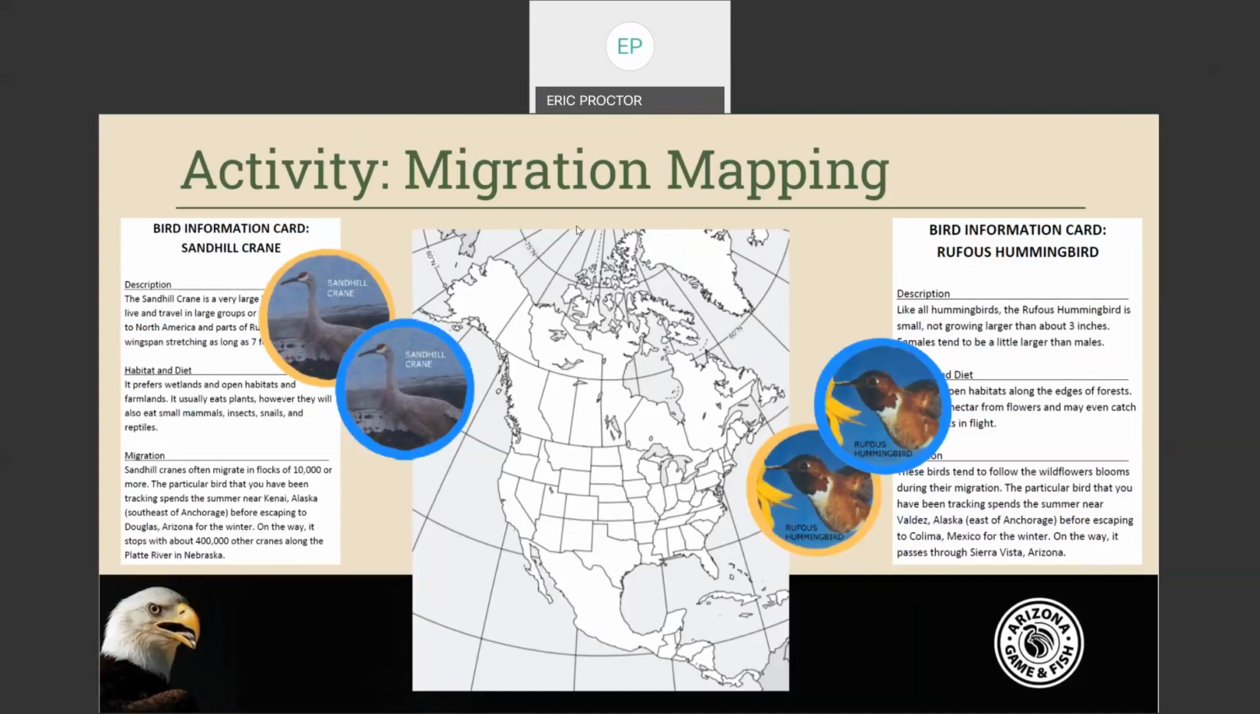You do the same thing with the rufous hummingbird, and there are about 20 other birds that we have in here. What's cool about it is if you do this on the really large floor size maps, or you use yarn to map out the migration paths, then you can lay each of those stretched out yarn pieces next to each other, and you can create a graph of migration lengths based on that information. So this is an activity that's available to you.